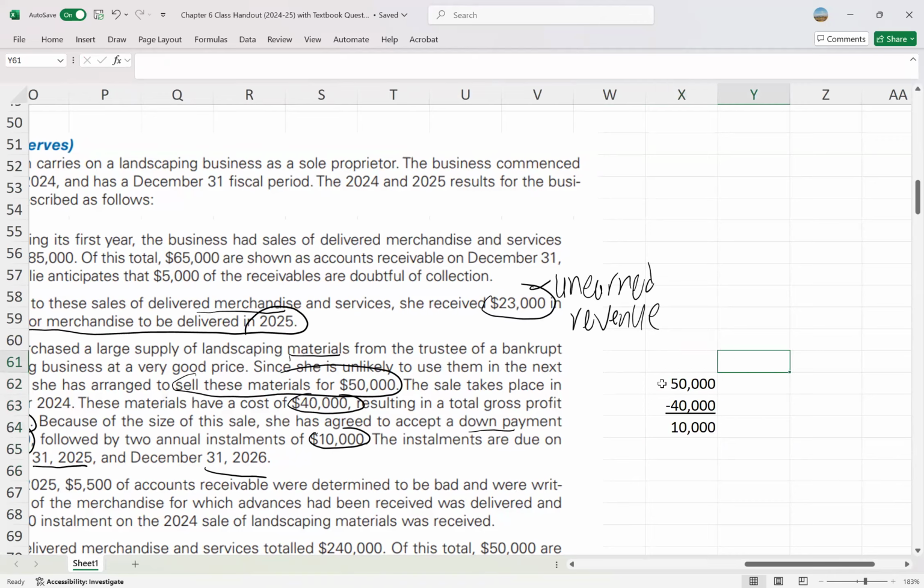The 50,000, she's going to get 30,000 now. And then on December 31st, 2025, she'll get another 10,000. And then in December 2026, she'll get the remaining 10,000. This is that third reserve we were talking about. This is the reserve up here that we were talking about, the reserve for unpaid amounts.